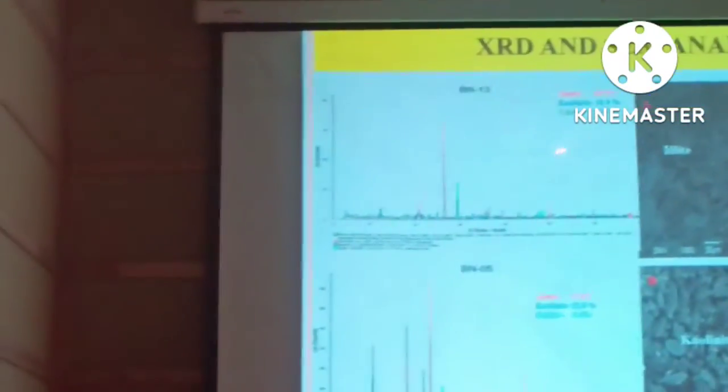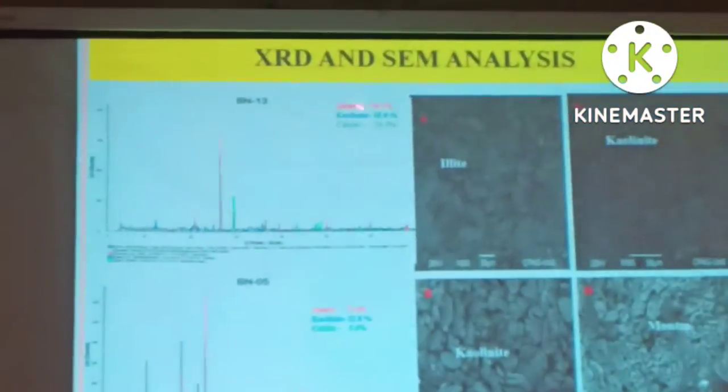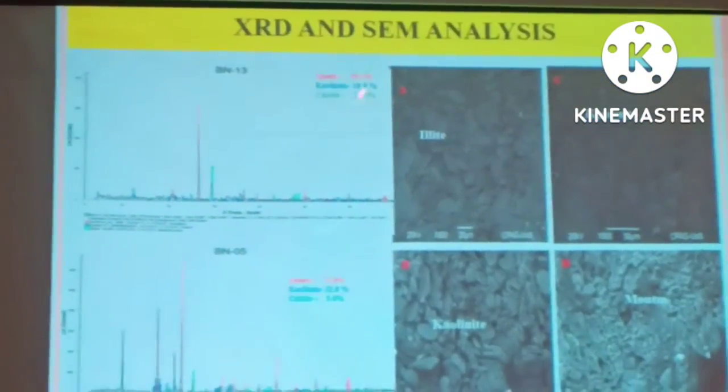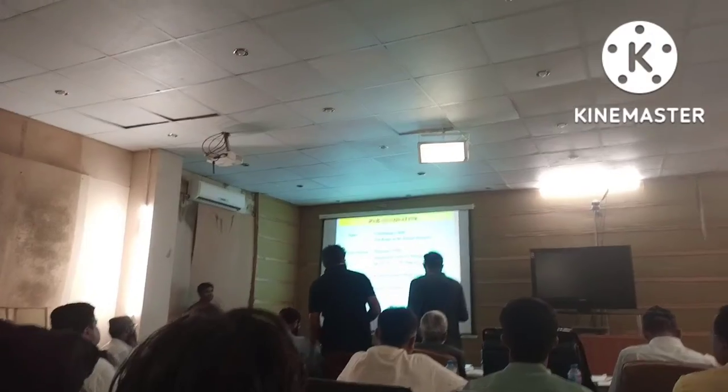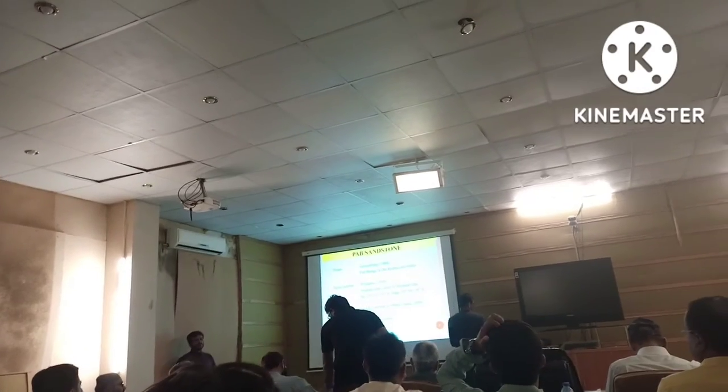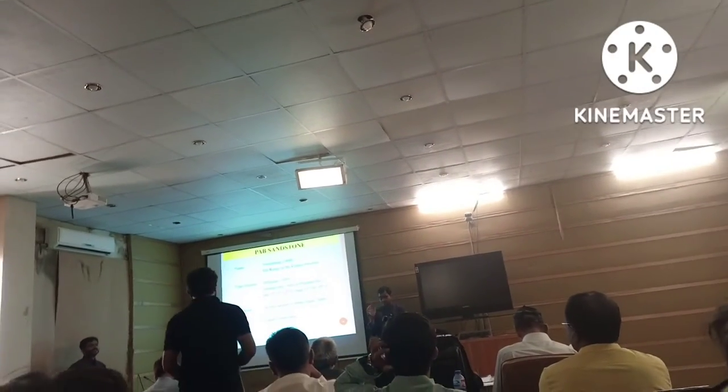As you can see, kaolinite is shown over here. This red peak is of the quartz, which is 59%. Here is the kaolinite, 18.9%. Similarly, that's why the study focuses on Pab sandstone. So a brief introduction of Pab sandstone is presented here.